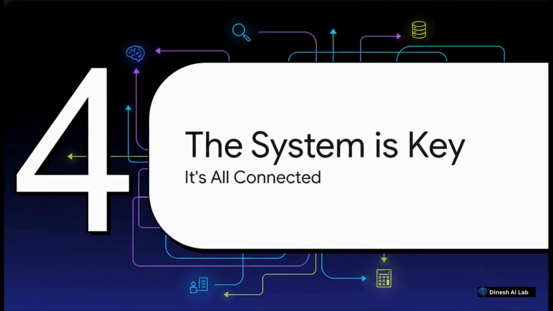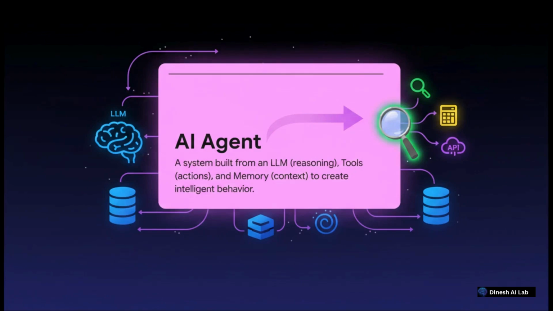So you see, the real power here isn't in any single piece. It's not just the LLM's brain, or the tools, or the memory. The real breakthrough is the system. It's how all these different parts connect and work together seamlessly. And this gives us a really clean definition. An AI agent is a system that combines three things: an LLM for reasoning, tools for taking action, and memory for providing context. It's those three pillars working together that creates what feels like truly intelligent behavior.